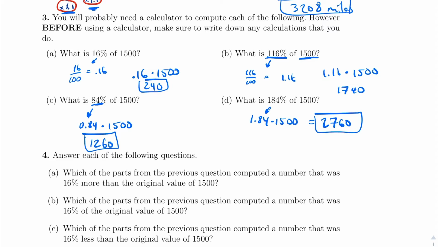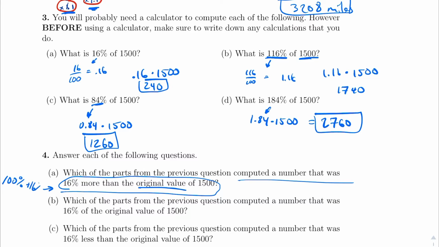All right. Which of the following parts in the previous question computed a number that was 16% more than the original value? So when we think about 16% more than the original value, it means we have the original amount, 100% of the original amount, which is the same as the starting amount, plus 16% more. So that would be 116%, which was part B. Which parts from the previous question computed a number that was 16% of the original value? So 16% of the original value, that's just 16%. And that would be part A.